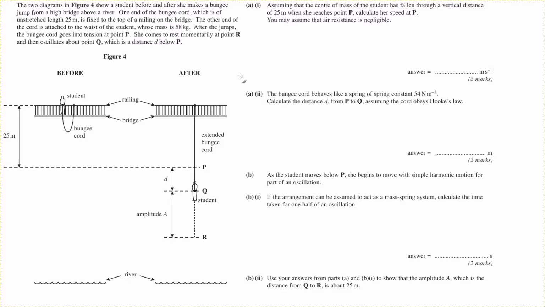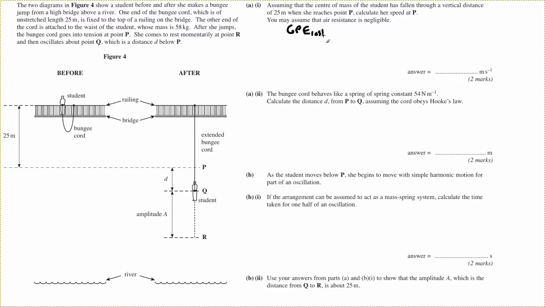Assuming that the center of mass of the student has fallen through a vertical distance of 25 meters when she reaches point P, calculate her speed at P. You may assume that air resistance is negligible. So that's going to be a fairly straightforward question, really. It's just conservation of energy.